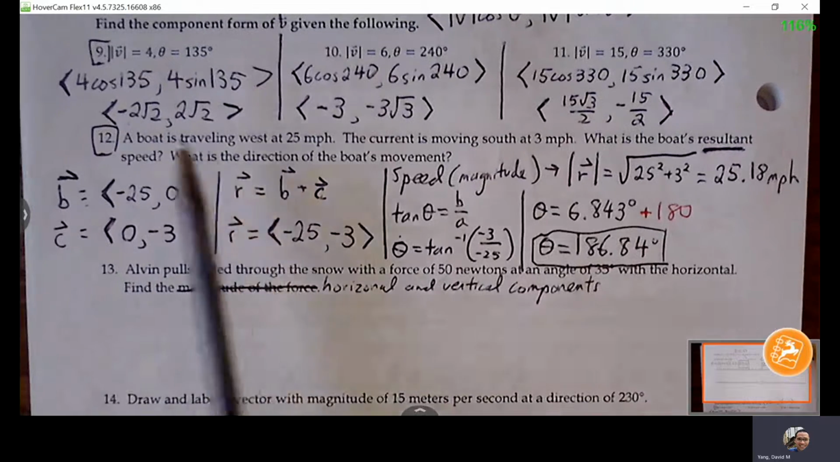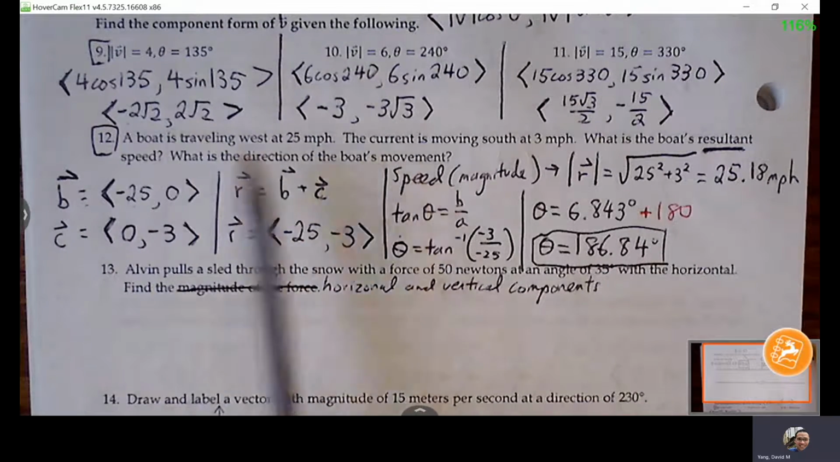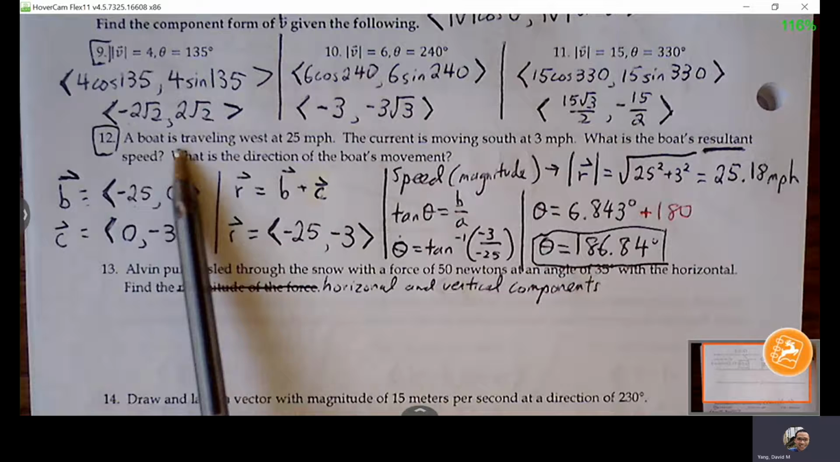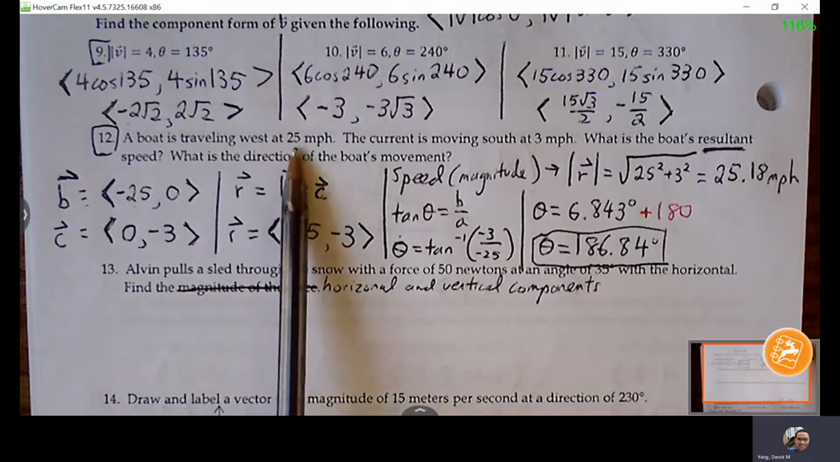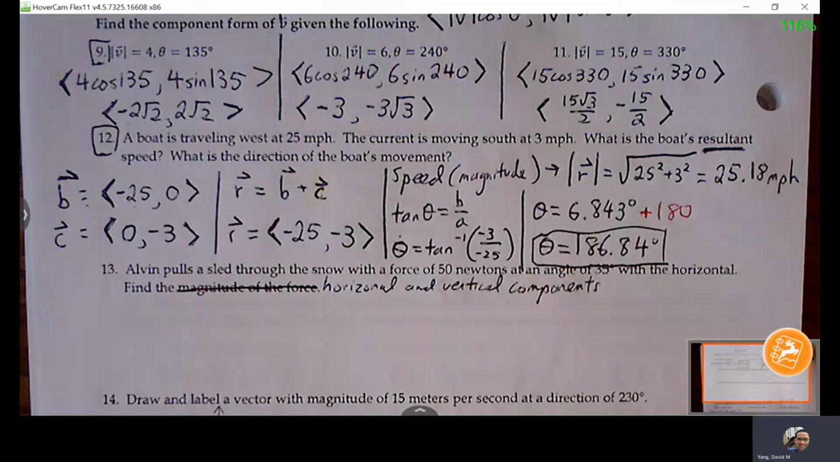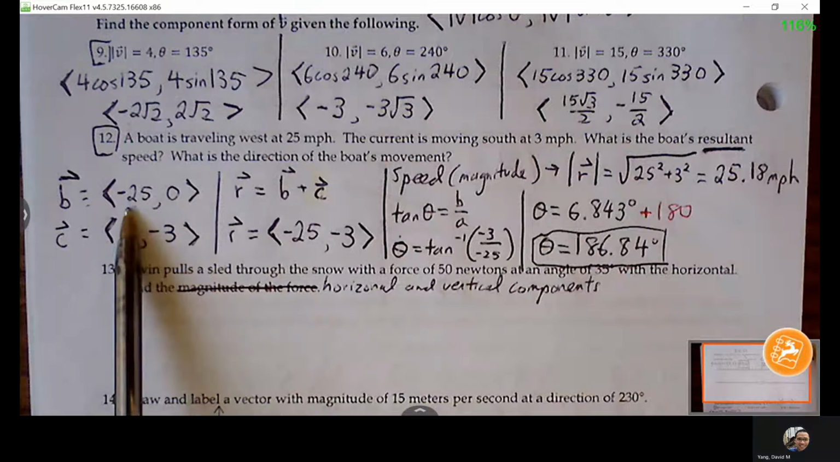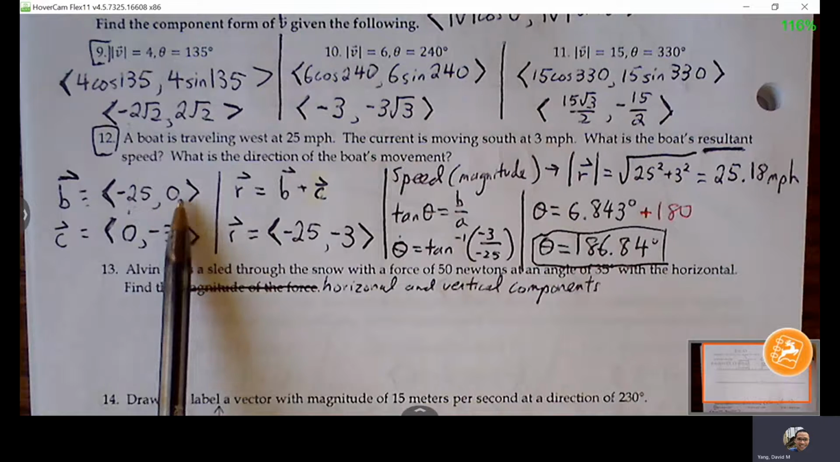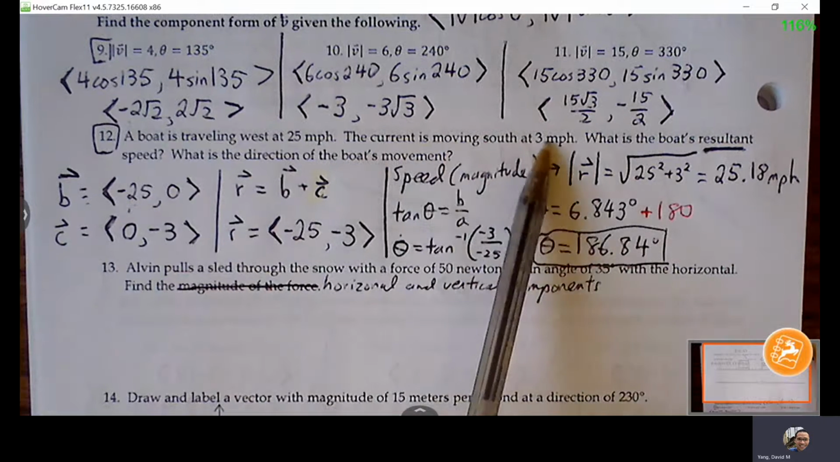So we talked about how we can create two separate vectors based off of each of the sentences. Boat is traveling west at 25 miles per hour. We can create a vector out of that because 25 miles per hour west is negative 25 and vertical component 0. Current is moving south at 3 miles per hour.